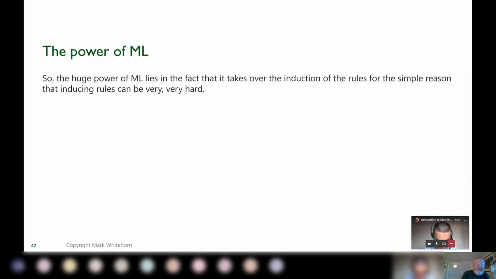That has much more serious implications, for good and bad, than it at first sounds. But I'll stress it again, the huge power of machine learning lies in the fact that it takes over the induction of the rules. And the reason we want it to do that is that inducing rules can be very, very hard.